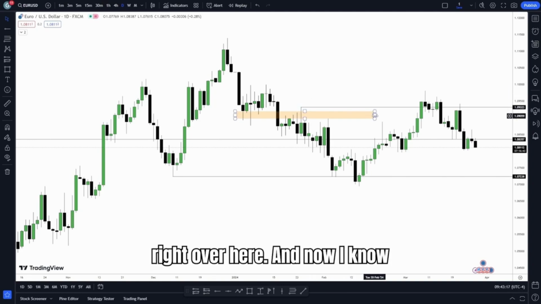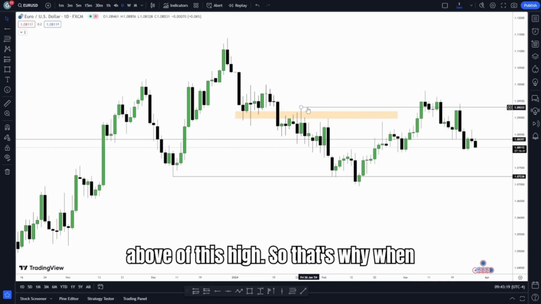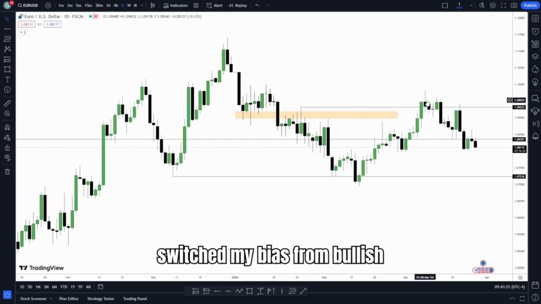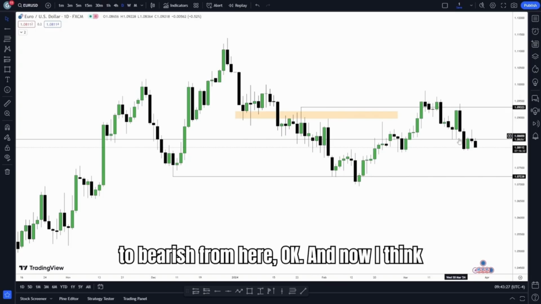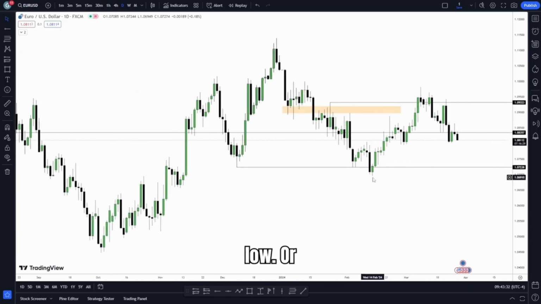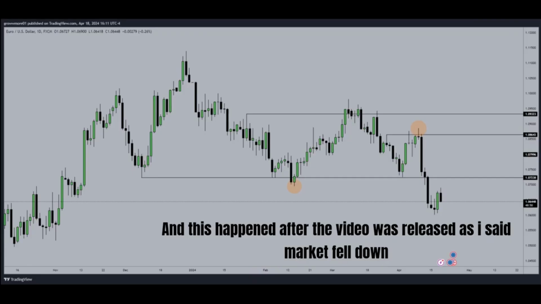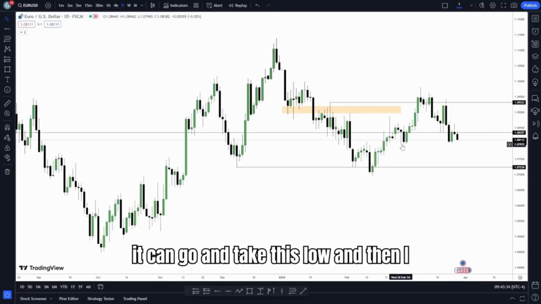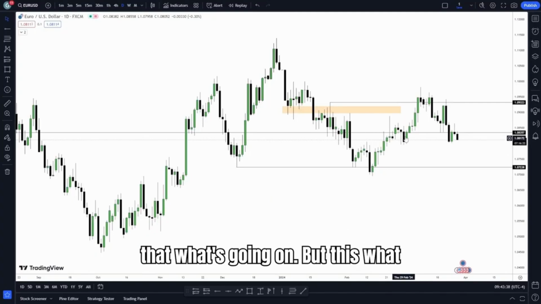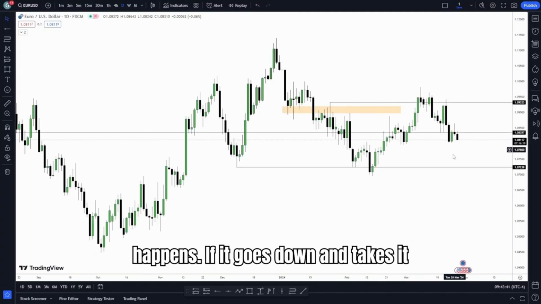So their break even stop loss will be right over here. And now I know there will be a lot of liquidity above this high, so that's why when price went up and hit this high, I switched my bias from bullish to bearish from here. Now I think the market will go down and take this low. It can go and take this low, and then I will wait for some time and see what's going on.